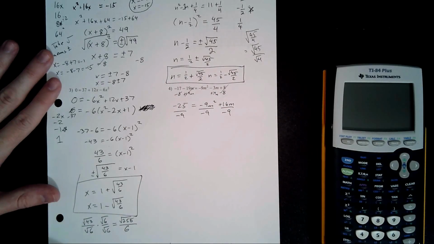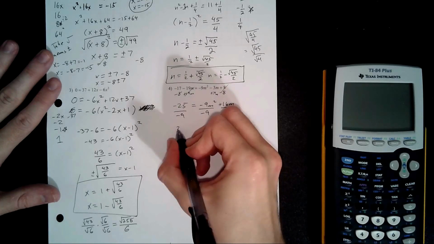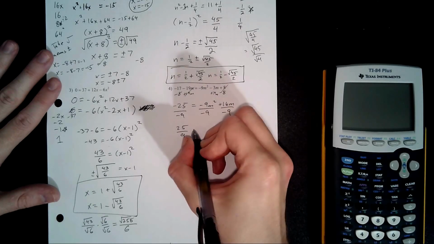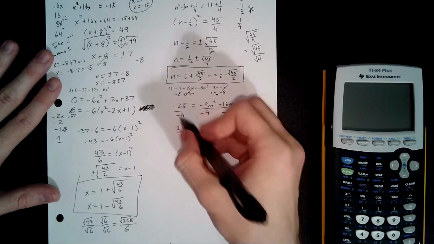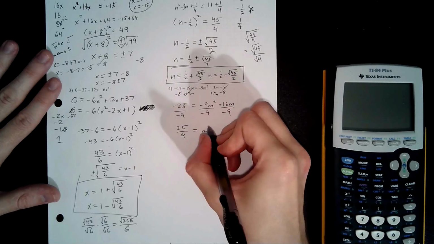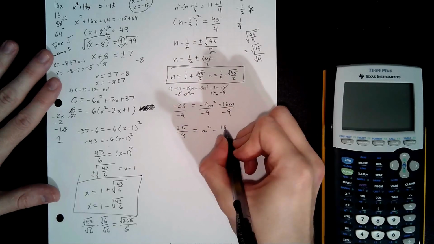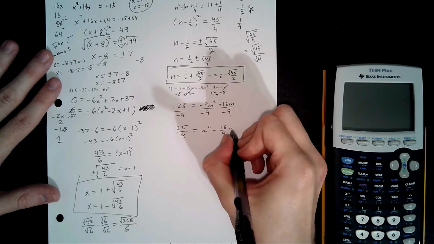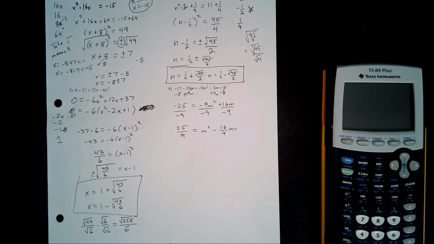The end goal of this actually prevents us from having to factor in the future. So what I'm going to write here is I got 25 over 9 equals, because the negatives canceled, just m squared. And now this is our nasty fraction here, 16 over 9m. That's unfortunate. And now we just have to complete the square.